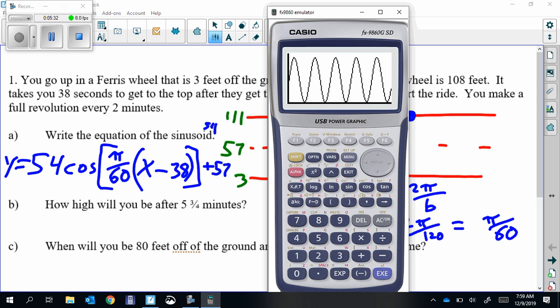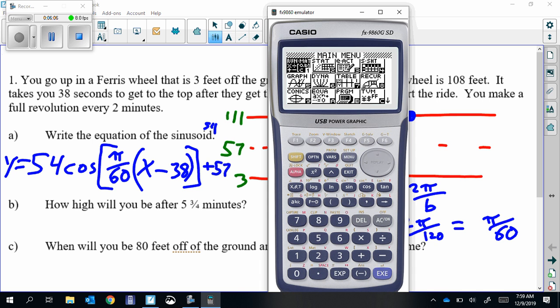How high will you be after 5 3/4 minutes? So 5 3/4 minutes is 5 times 60, plus 3/4 of a minute, which would be 45 seconds. Or you could have done 5 3/4 times 60. That would have worked out too. That's 345 seconds. Going back to our graph.